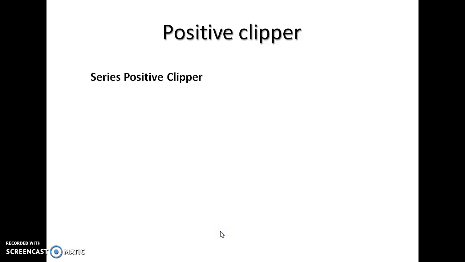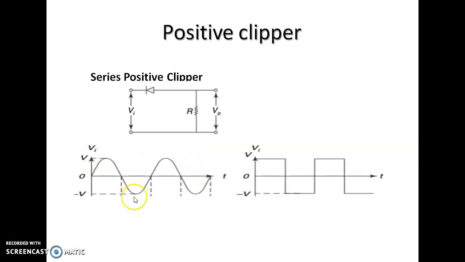What is a positive clipper? A circuit which clips off the positive portion of the waveform is a positive clipper. Further, positive clipper is divided into series positive clipper and shunt positive clipper. This is a circuit diagram of series positive clipper. Now let us assume that this input has been applied to this circuit.